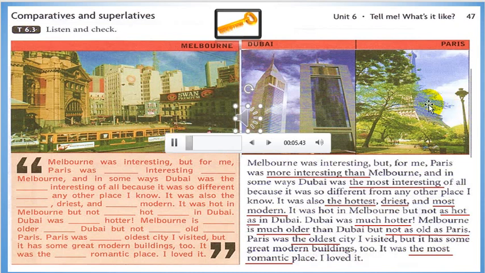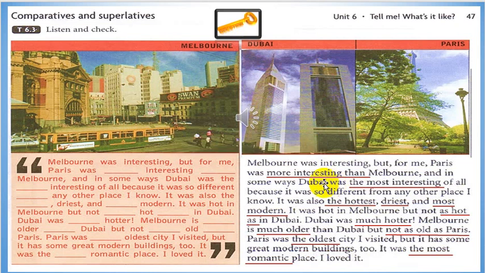Melbourne was interesting, but for me, Paris was more interesting than Melbourne. And in some ways, Dubai was the most interesting of all, because it was so different from any other place I know. It was also the hottest, driest, and most modern. It was hot in Melbourne, but not as hot as in Dubai. Dubai was much hotter. Melbourne is much older than Dubai, but not as old as Paris. Paris was the oldest city I visited. But it has some great modern buildings, too. It was the most romantic place. I loved it.